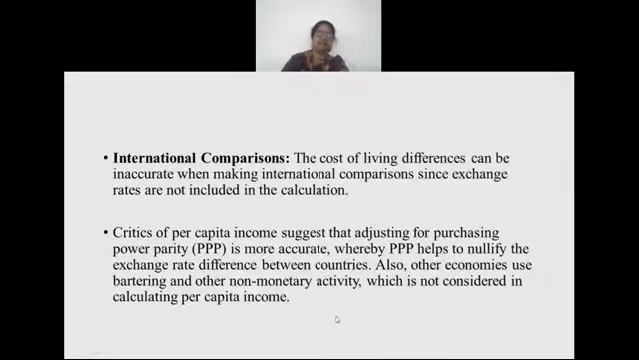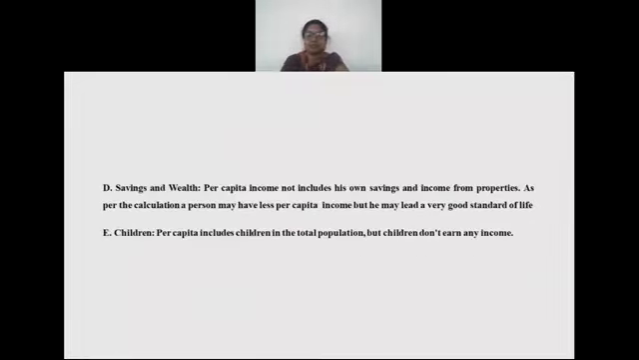Next, savings and wealth. Per capita income does not say what the previous wealth, previous earnings, or our property are. All those incomes are not calculated. Suppose, one example: 1,20,000 is income, but the same family is getting 1 lakh rupees as rent. Now it is 2,20,000. Now suddenly it just jumps. So the other earnings or other wealth are not calculated.